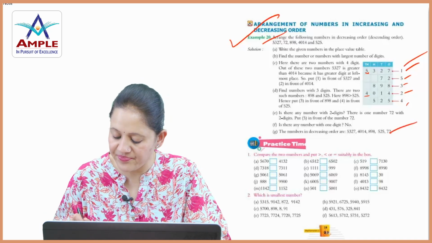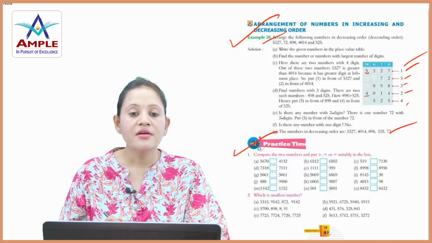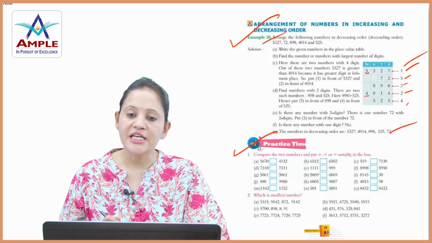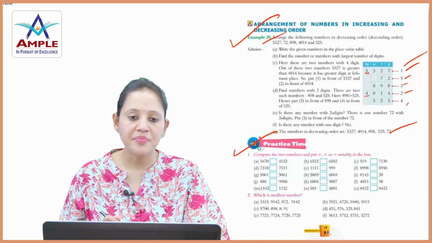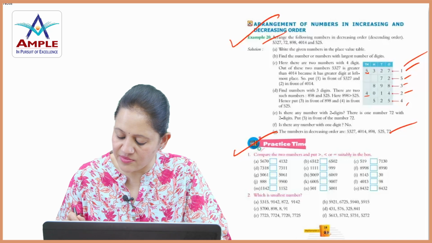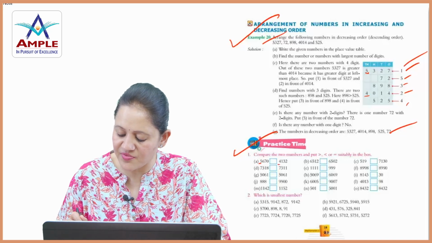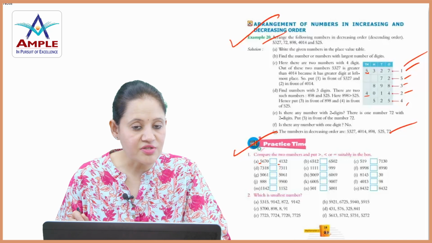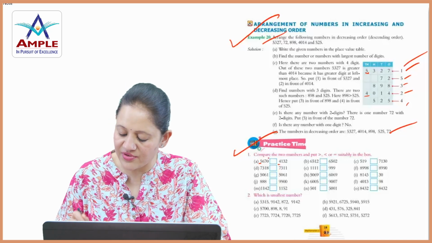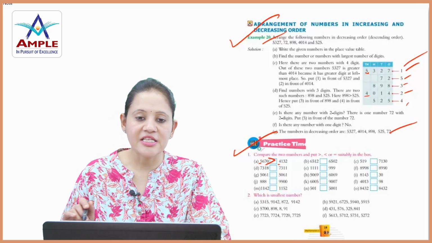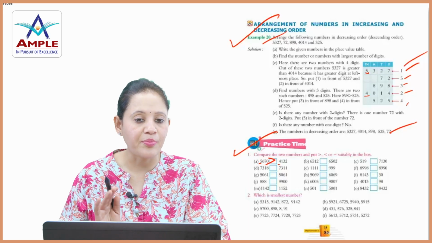Next, practice time. Compare the two numbers and put the greater than, less than or equal suitably in the box. So here we can see both are 4-digit numbers. So we will compare the digit at 1000 place. Here it is 5 and here it is 4. So this will be greater. So we will put the sign of greater. Clear? Like this we will compare the number and put the appropriate sign.